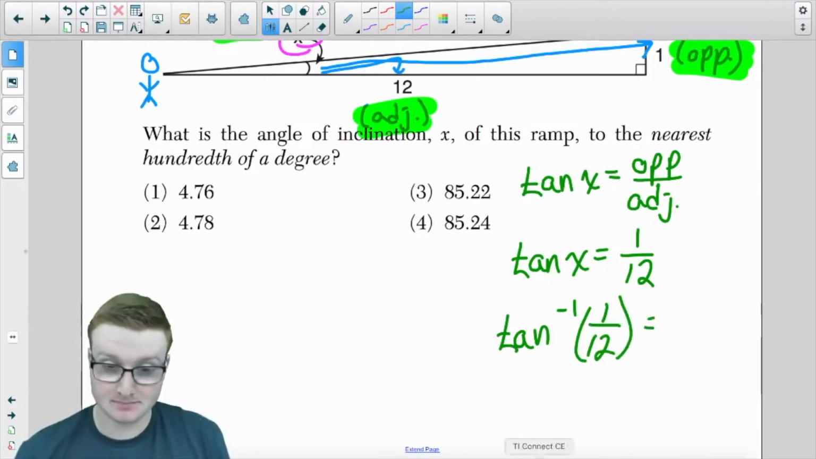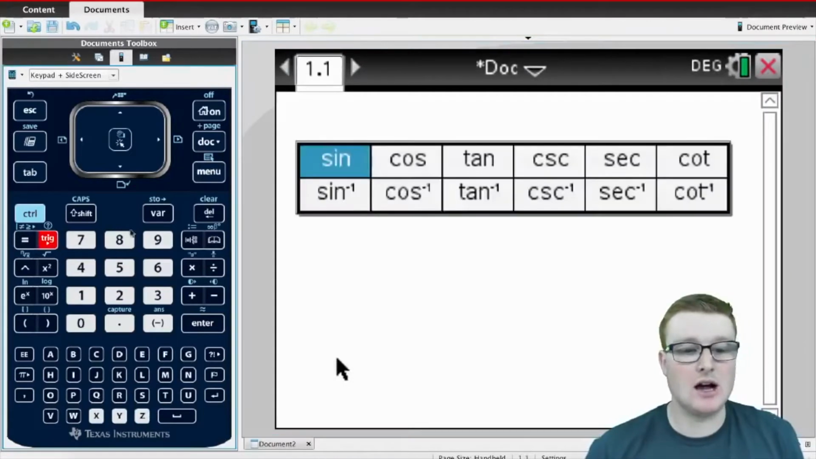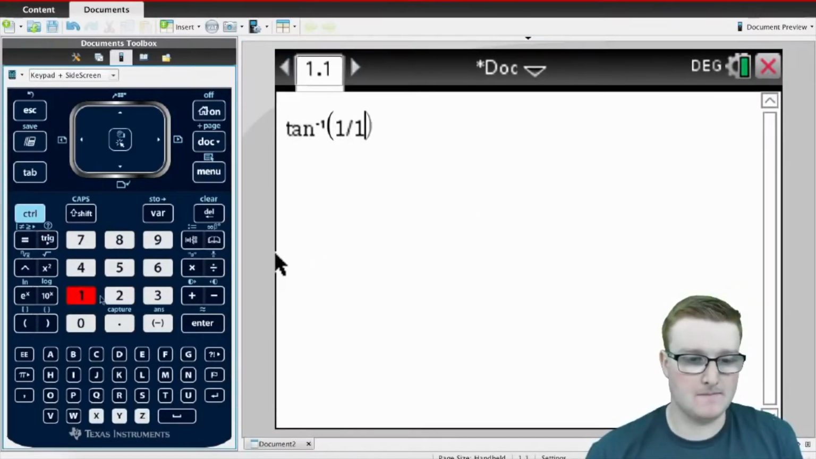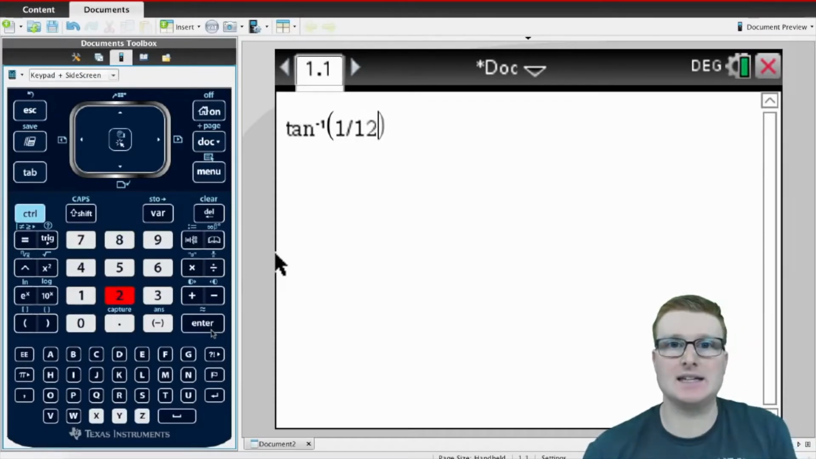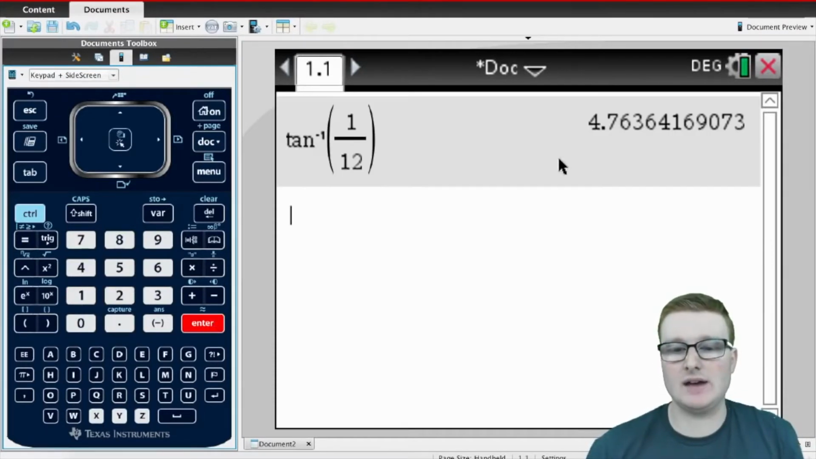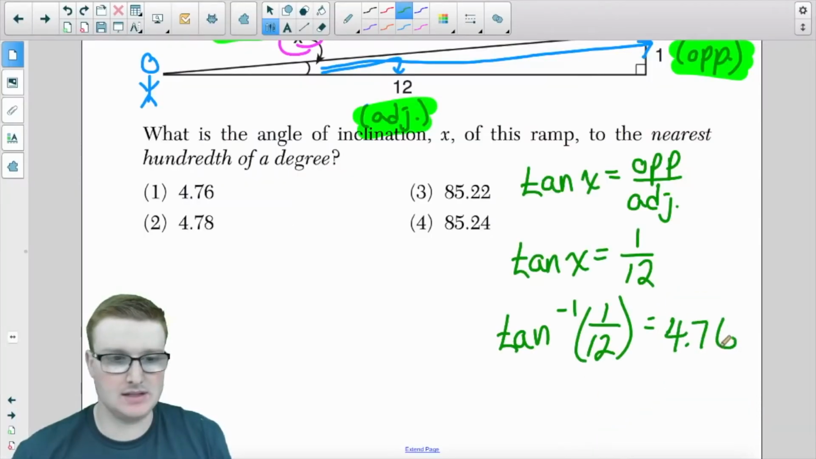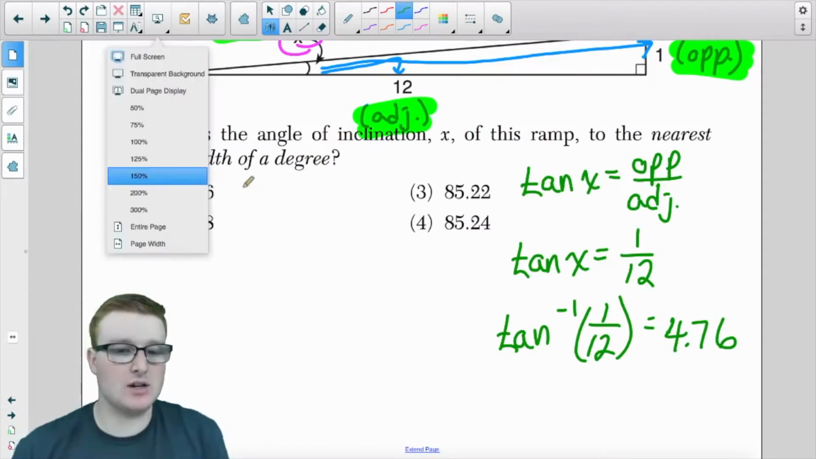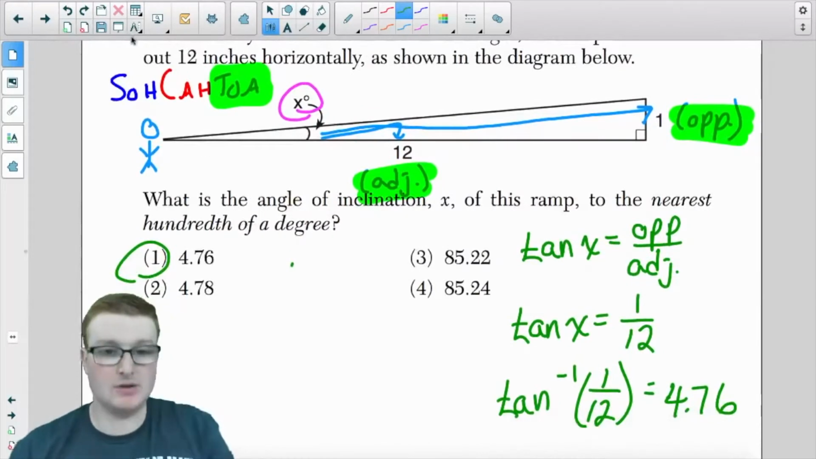So go to your calculator, use the TI Inspire, make sure it's in degree mode. Click on tan inverse of 1/12. And if you're using the TI 83 or 84, it should be second tan. Enter, we get 4.76. 4.76, your answer is choice 1. Pretty simple stuff, basic trigonometry question. It's on every Regents. Make sure you know how to do it. All right, moving on to number 16.